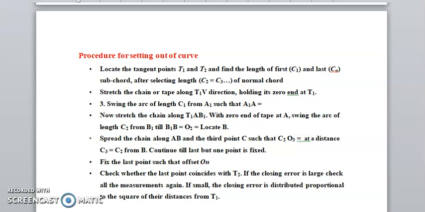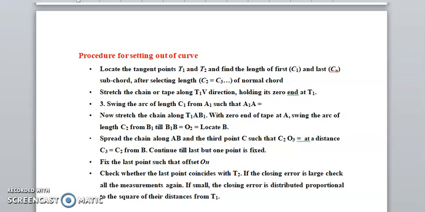I'll continue the curve survey. Procedure for setting out the simple curve. Locate the tangent points T1 and T2, and find the lengths of the first subchord C1 and the last subchord Cn. After selecting, take the length C1 equal to C3 of the normal chord.